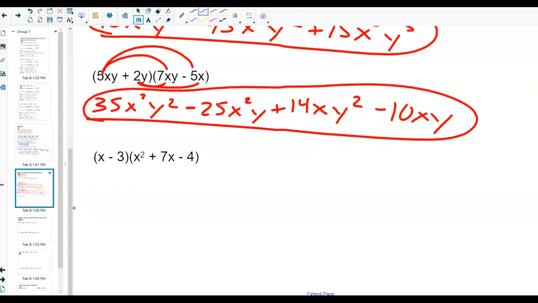And the last one, it's like foiling, only there's the extra term in there. But x has to go to all three terms, negative 3 has to go to all three terms, and we will have to combine like terms at the end.